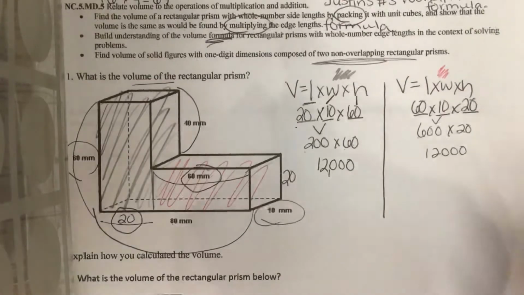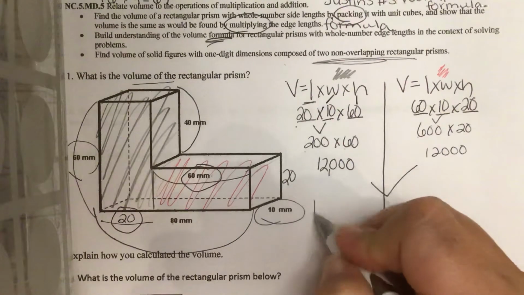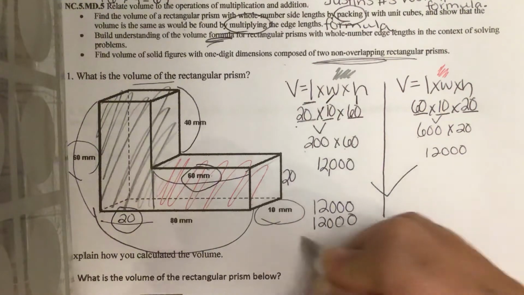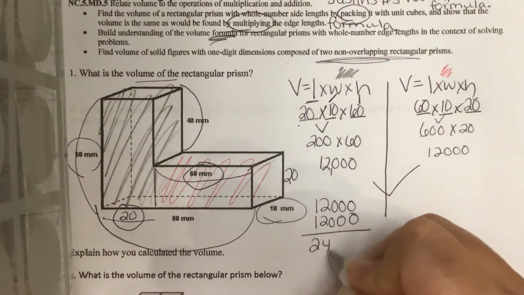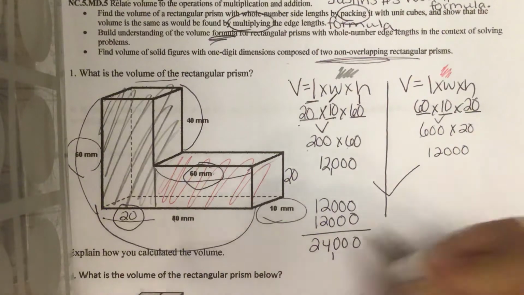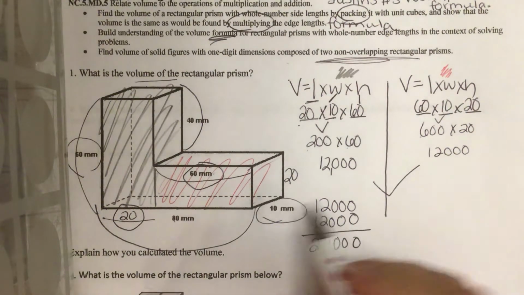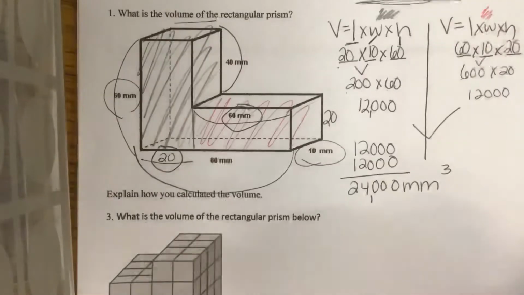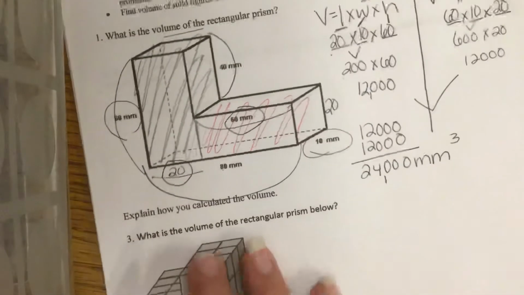So let's go ahead and add them. So I have to add my 2 parts together, remember? So 12 plus 12 is 24. 1, 2, 3. But I have to go back and look. It's millimeters. And I have to say it's cubed. So I'm going to explain how I knew.